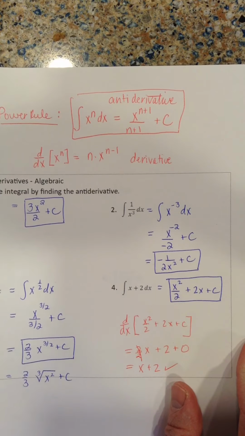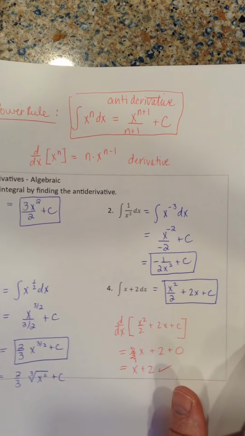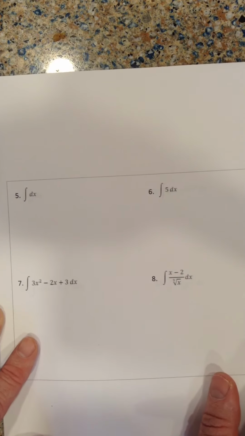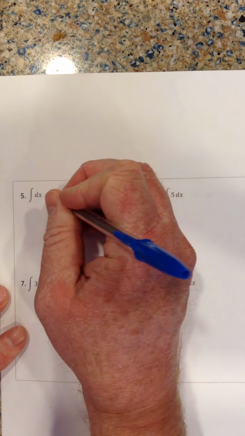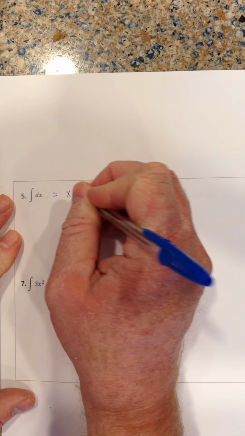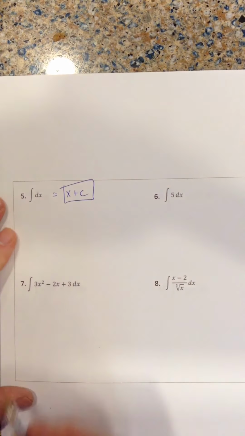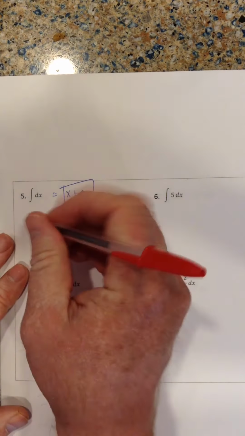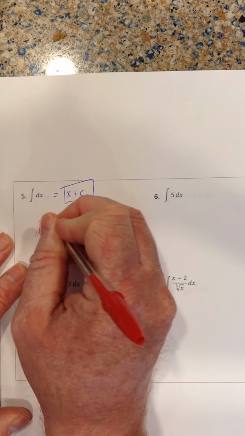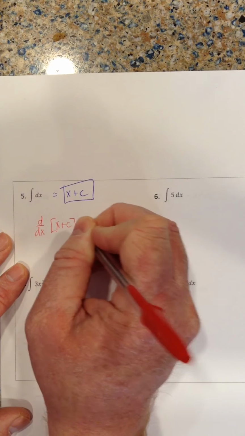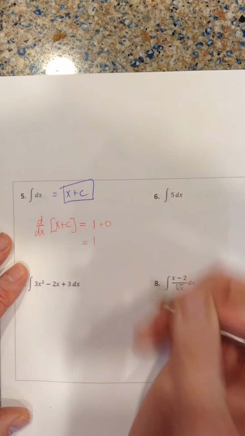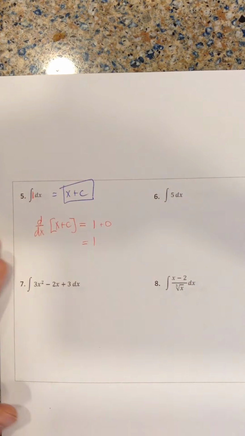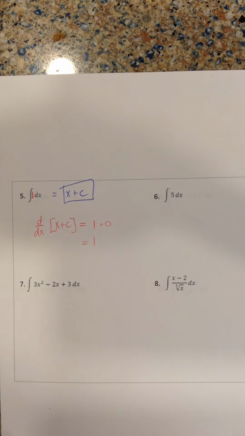Kind of like inverses, again, but don't say that out loud to a mathematician. Alright, let's look at a few more. Okay, number 5. The integral of dx is just x plus c. And again, if we took the derivative of x plus a constant c, it'd be 1 plus 0, so just 1. And again, I have a 1 there. So that's why that works, okay?